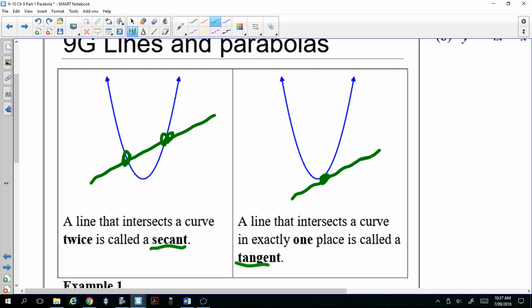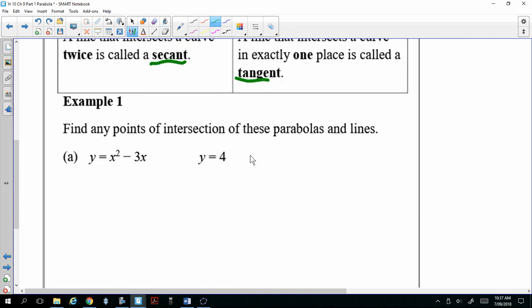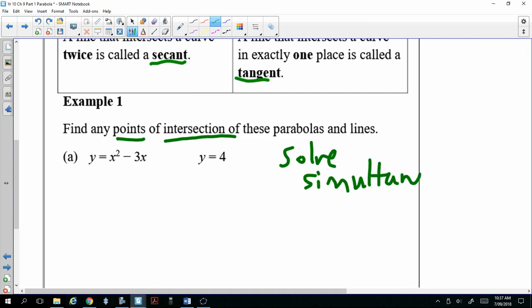All right, so any questions? Pretty easy. Okay, good. All right, let's move on. Find any point of intersection of this parabola with the line. Whenever they ask for the point of intersection, you solve simultaneously. How do we solve simultaneously? Is to make them equal. Usually they're both equal to y, so you just make them equal.